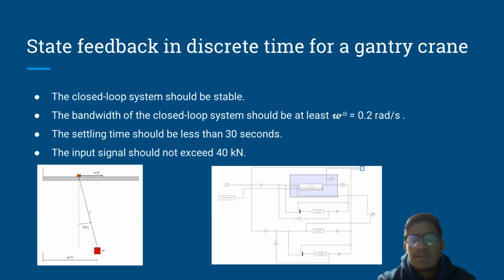Finally, we have to design and modify a state feedback controller with observer for a gravity crane in order to achieve the following goals when controlling it. The closed loop system must be stable, meaning that all poles must be within the unitary circle. The bandwidth of the closed loop system should be at least 0.2 rads per second. The settling time should be less than 30 seconds, and finally, the input signal should not exceed 40 kilonewtons.